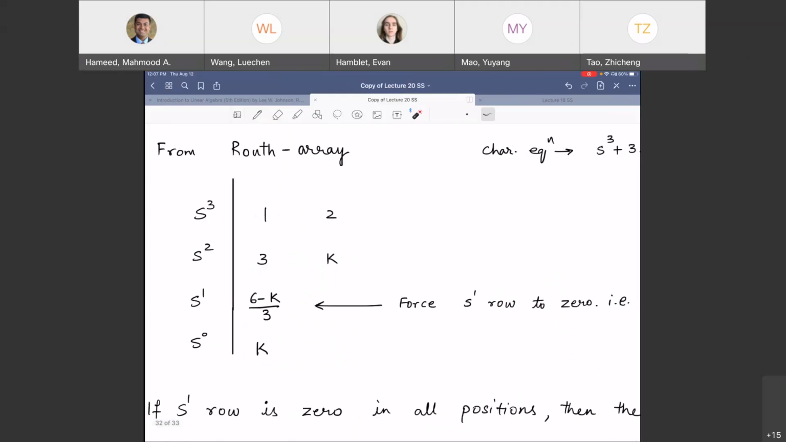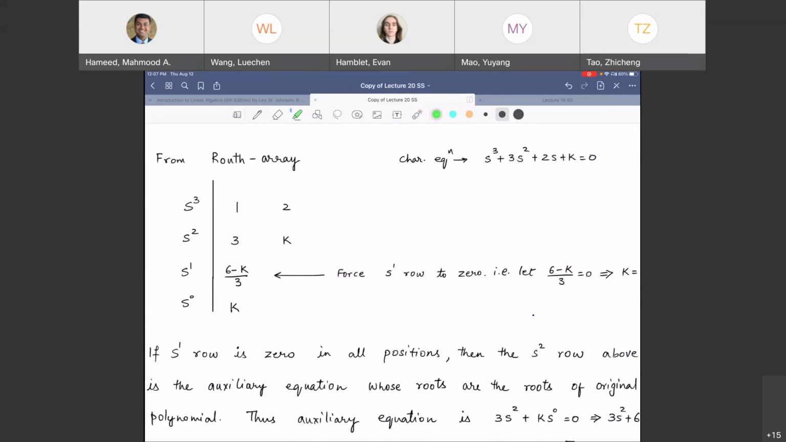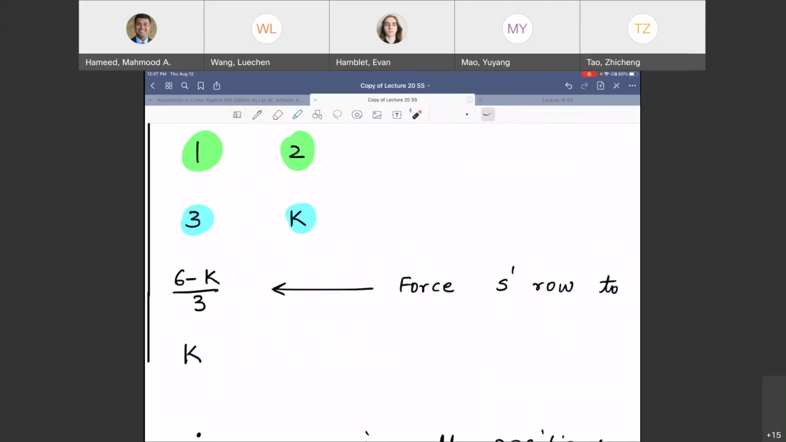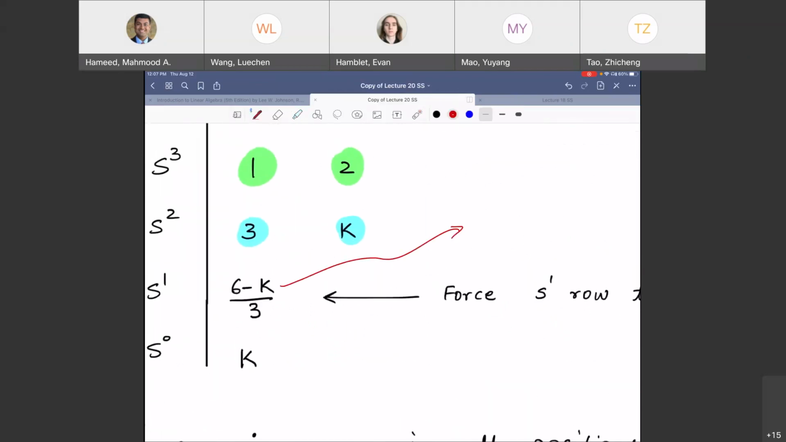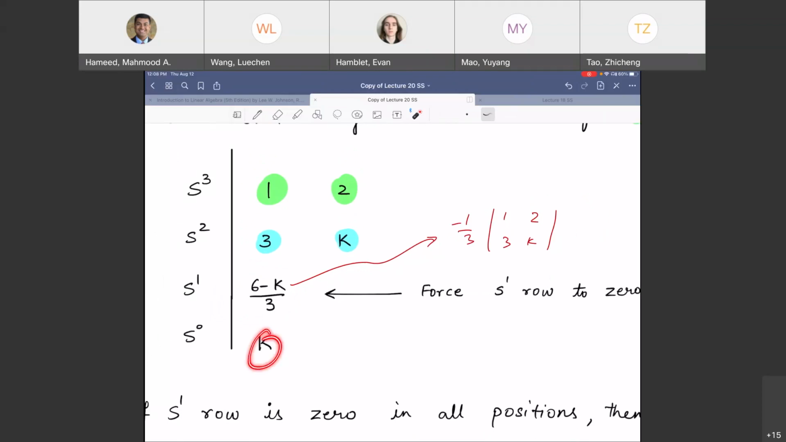You get 1 and 2 for this and this. And for this and this, you get 3 and what? K. 3 and K. Then the next value will be what? The way you're getting this is essentially -1 divided by 3, 1, 2, 3, and K, right? Simplify that, you get this, 6 minus K divided by 3. And then the last value, similarly, you can do the same equation as before, simplify that to K.